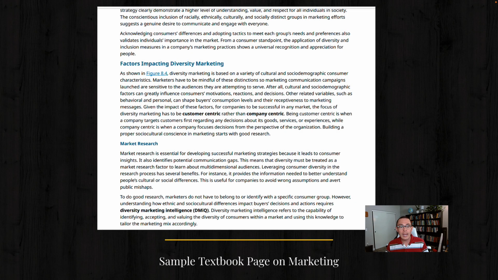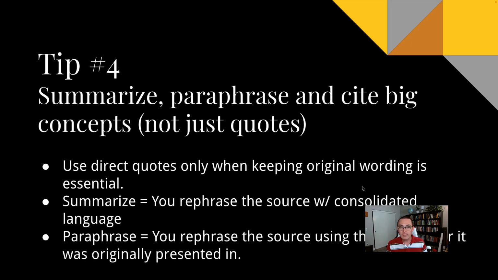Two more tips. In this sample textbook page, if I were scanning and skimming over this, I wouldn't be reading every word. I would probably start by looking at the blue text here, which shows different heading levels on market research and factors impacting diverse marketing. I might also look at these boldfaced things or read the first sentences in each paragraph. Just one strategy among others you could use to scan or skim the text. This fourth strategy here is going to be for a little bit later.